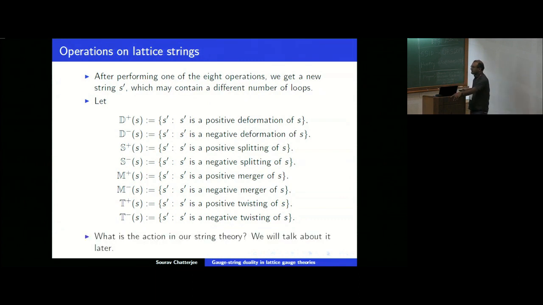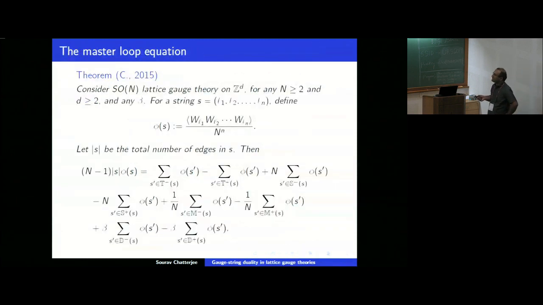So there's a question of what this action is. We'll talk about this later when we come to the representation of Wilson loops. But right now, let me present to you the master equation, the master loop equation. Consider SO(N) lattice gauge theory on Z^d for any N and any d bigger than or equal to 2 and any beta. So this is true for any beta. You take a string, which is a finite collection of closed loops, L1, L2, ..., Ln, and define phi of S as the expectation of the product of the Wilson loop variables for these different loops, and then divide it by N to the power n, and let absolute S denote the total number of edges. Then you can write down this equation, which is a linear equation.